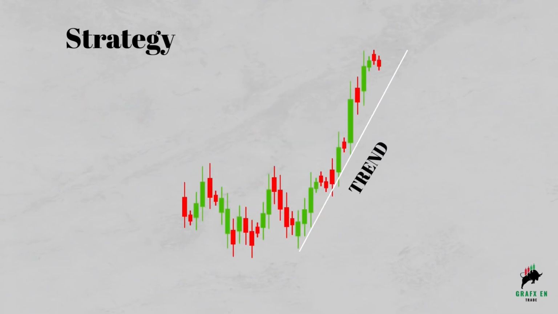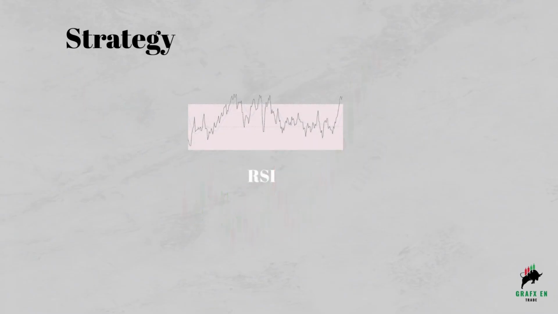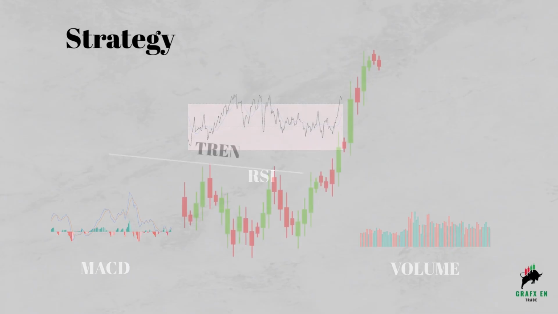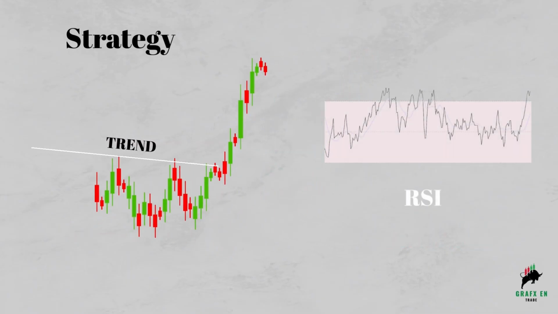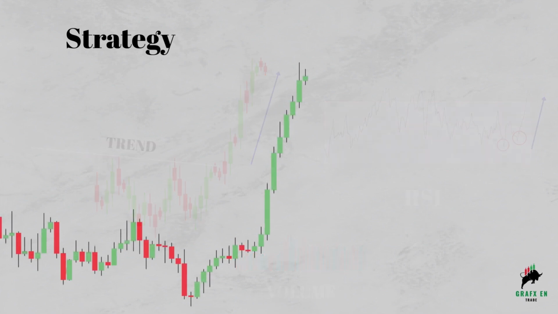Combining with indicators. A trend line is powerful on its own, but when combined with RSI, MACD, or volume, the signal gets stronger. Example, the downtrend line breaks, and at the same time, RSI shows a bullish divergence, or volume spikes at the breakout. That adds strong confirmation.